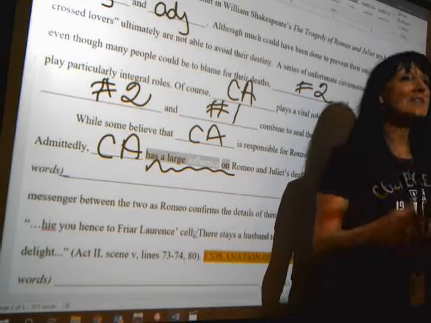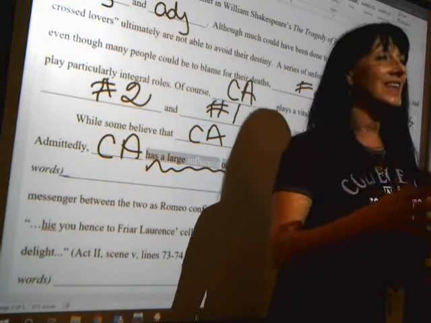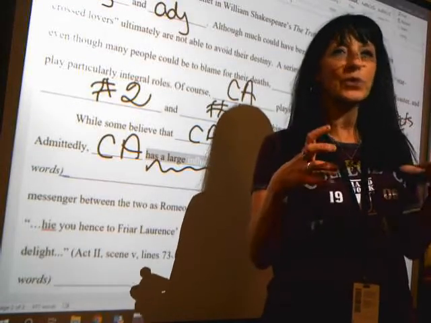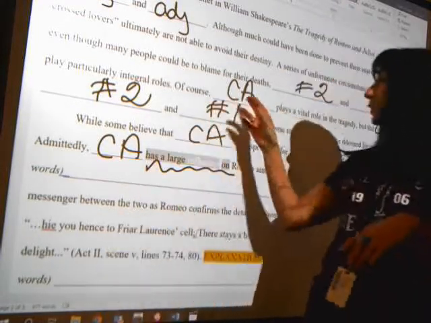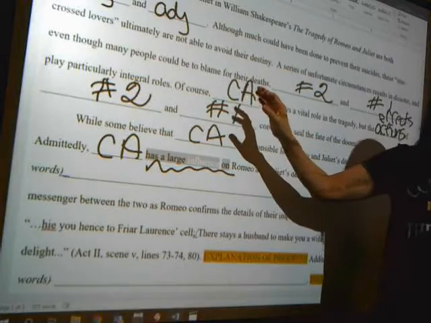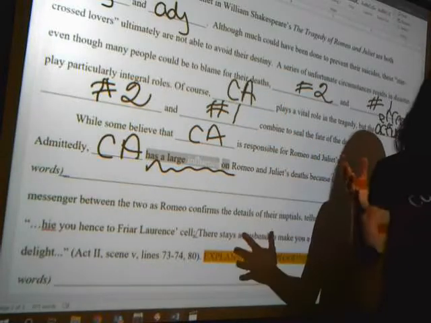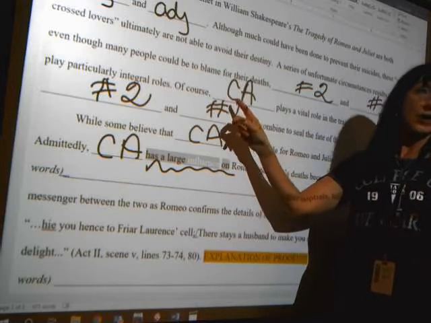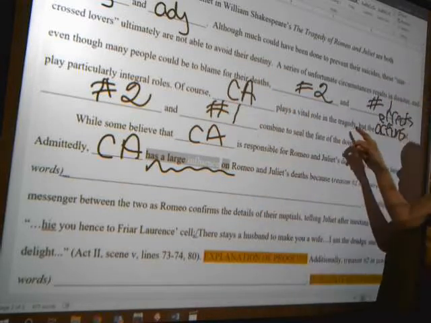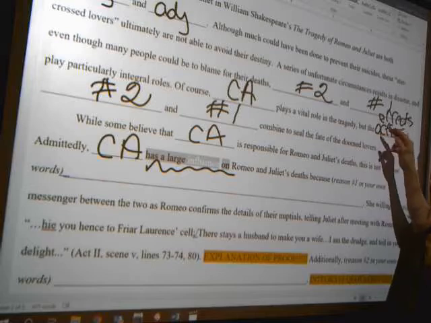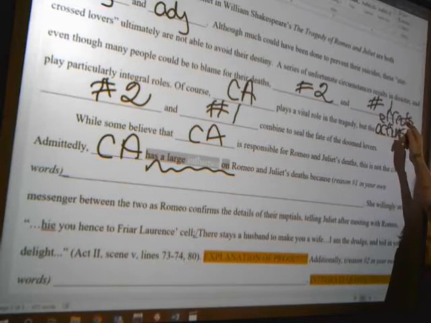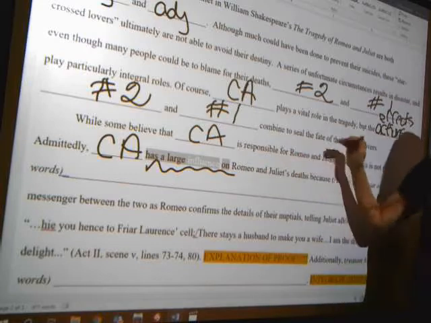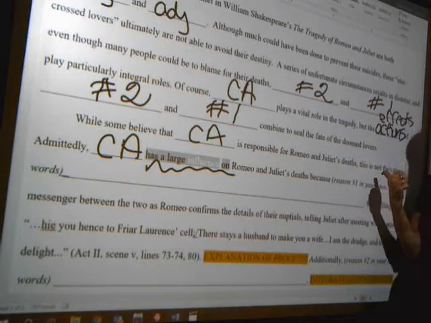So whichever character is listed in your counter argument paragraph section of your outline is what you're going to write here. For some, that's your number 3 responsible person. Character. I can't get that in my head today. Okay? So, of course, whichever character you listed as the counter argument, the number 3, plays a vital role in the tragedy, comma, but the effects of the actions of number 2 and number 1 combine to seal the fate of the doomed lovers. All right.